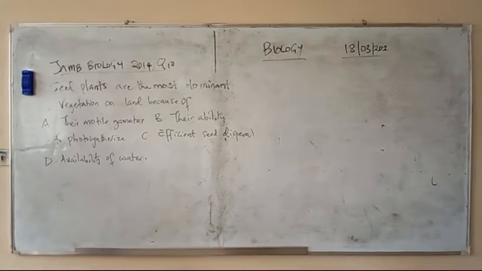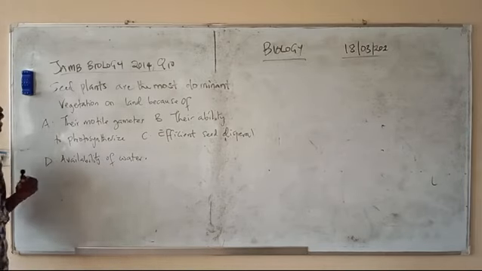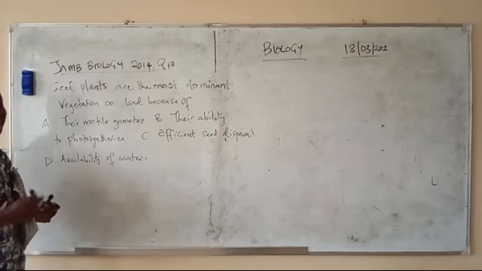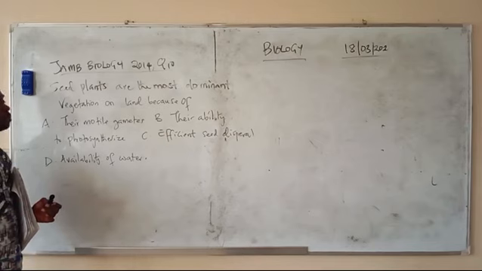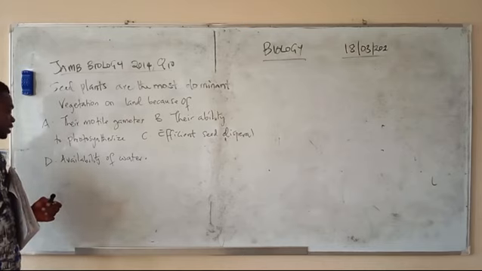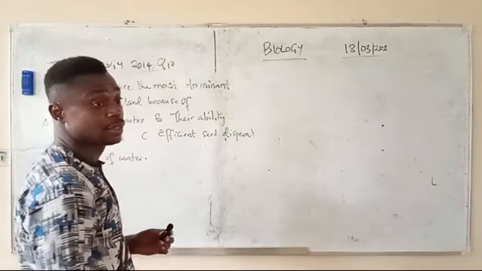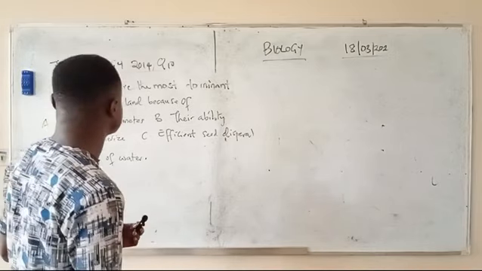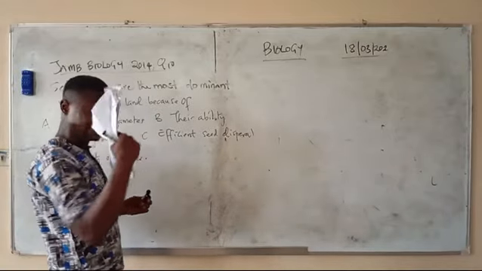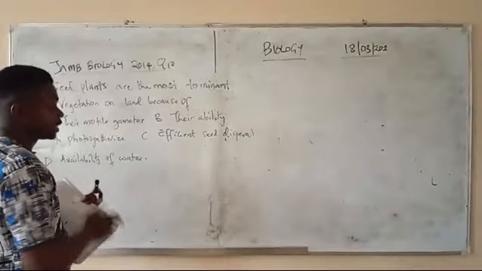This is JAM Biology 2014, question 10. It says, seed plants are the most dominant vegetation on land because of A, their motile gametes, B, their ability to photosynthesize, C, efficient seed dispersal, D, availability of water. What's the answer? Do you agree with her? Yes, the answer is C, because of efficient seed dispersal.